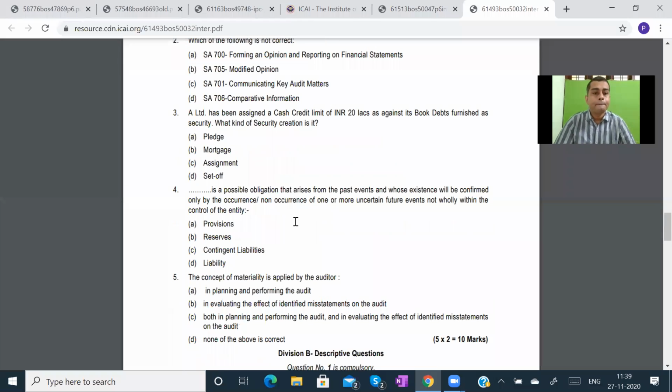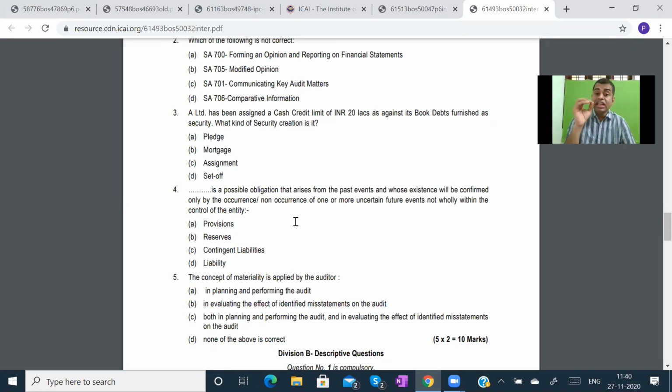A Limited has been assigned a cash credit limit of rupees 20 lakhs as against its book debts furnished as security. What kind of security creation it is? A, pledge. B, mortgage. C, assignment. D, set off. So tell me the answer, guys. You have assigned book debts to a banker as security, and they have given you a cash credit of 20 lakhs. Is it a mortgage loan? Is it pledge? Is it a set off? Is it assignment? Which one is correct answer?